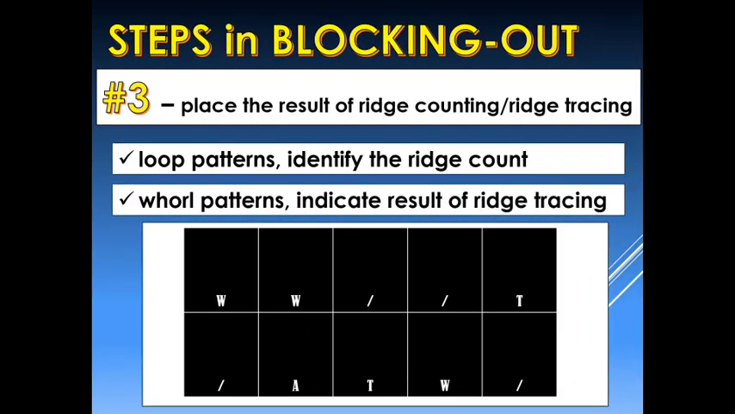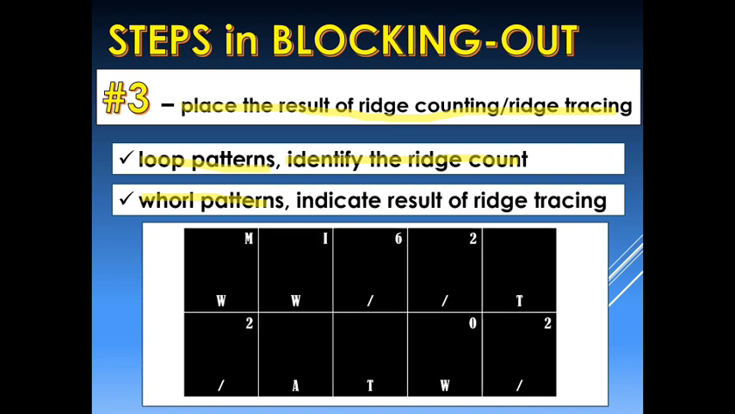So let us now proceed with step 3 in blocking out. This step 3 is placing the result of the ridge counting or the ridge tracing. So of course, if that is a loop pattern, we need to identify the ridge count, and then we are going to place the ridge count on the upper right corner of the fingerprint blocks. And of course, if that is a whirl pattern, we also need to indicate the result of the ridge tracing, which is placed on the upper right corner of the fingerprint blocks.